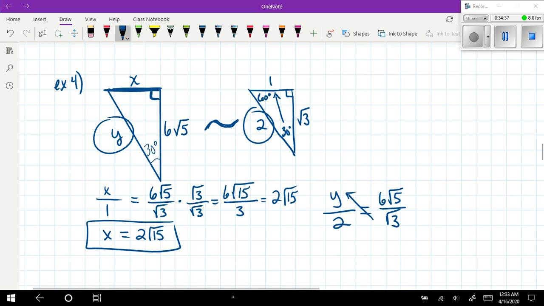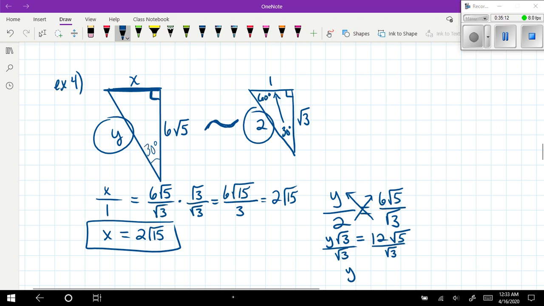So I'm going to go ahead and cross multiply. This is going to give me y root 3 is equal to, now what's 2 times 6 root 5? Remember, inside to inside, outside to outside, but never inside to outside or outside to inside. So I can multiply the 2 times the 6 and get 12. And then root 5 stays there. Now I'm going to divide both sides by root 3. Oh, it's not root 3, it's root 5. Thank you, Gina. Divide both sides by root 3.